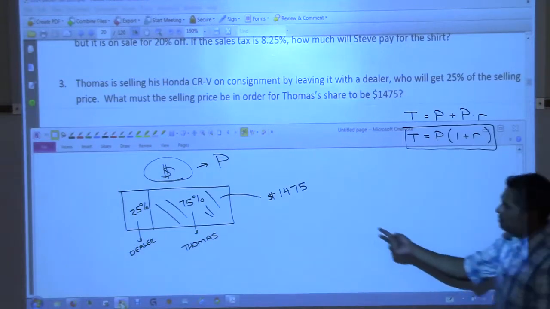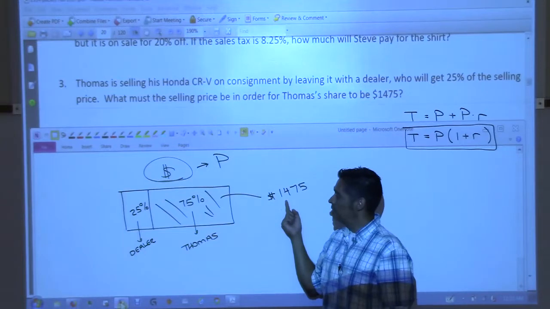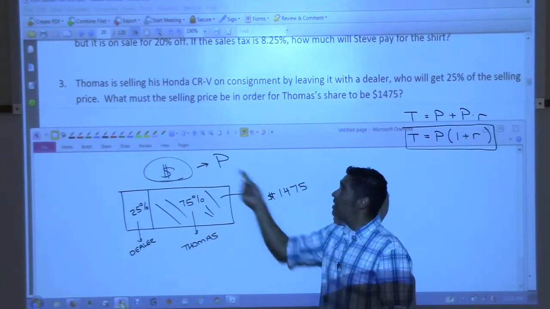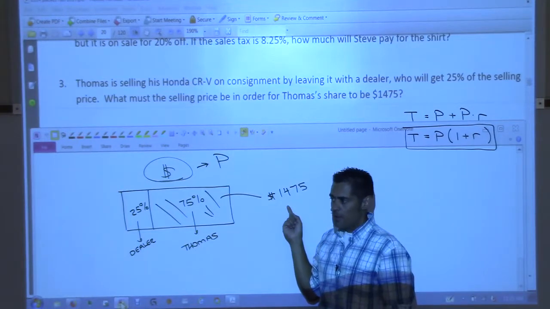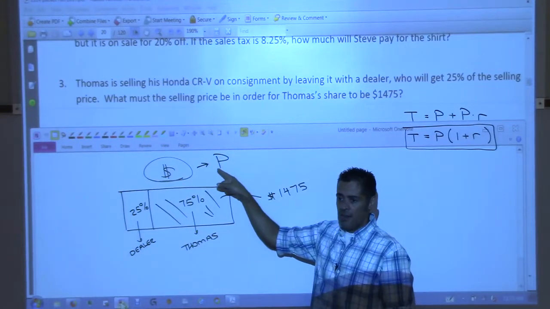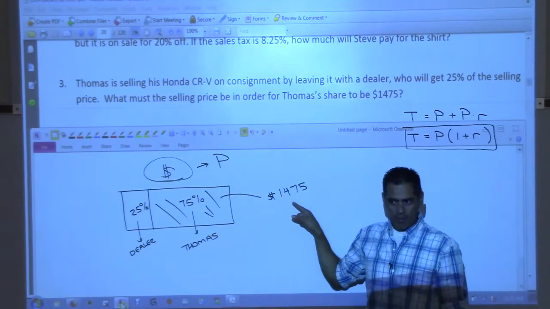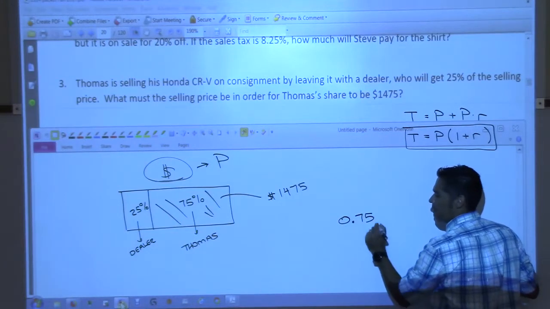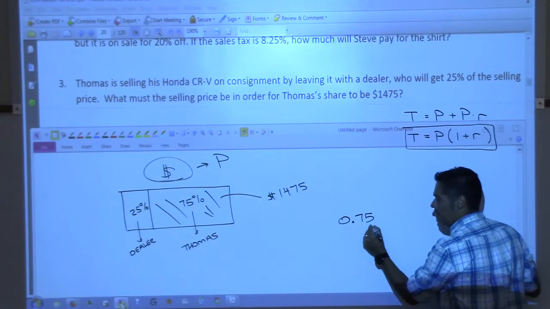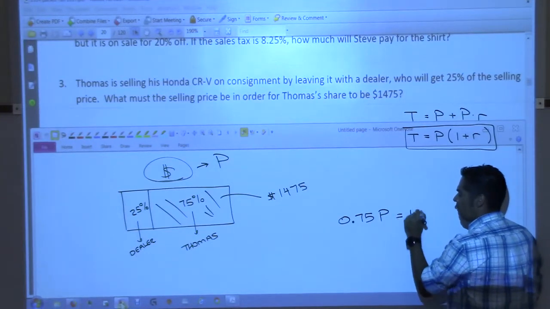Is P this number? No. Is half of P this number? No. 75% of P is that number, right? That's what we need. So how could you write that down? 75% of P is equal to this. So 0.75, right? 75% of P, of his multiplication, needs to be equal to $1,475.